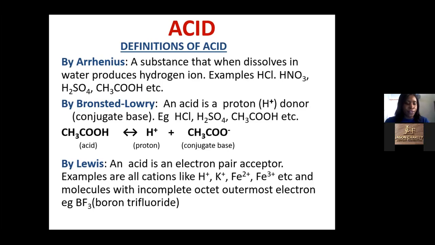Now, we also have another definition as proposed by 2 scientists. A combination of their names gave us Bronsted-Lowry. Now, these 2 scientists, Johannes Bronsted and Thomas Lowry, gave the definition of an acid as follows: that an acid is a proton donor. Now, the proton is a hydrogen with a plus charge on it. So an acid is a proton donor, that is, it forms a conjugate base. Okay, so an acid will donate a proton.